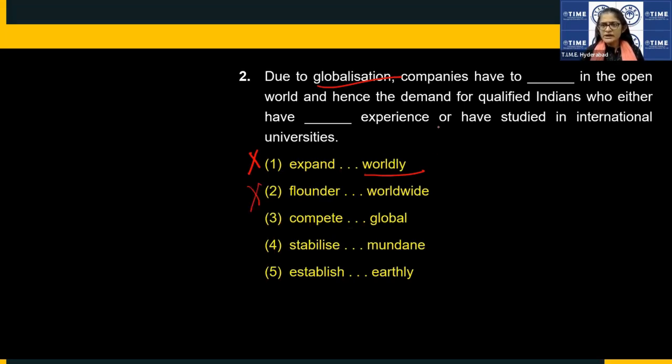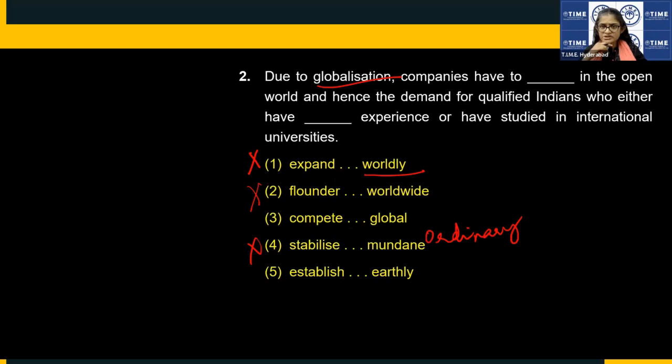Due to globalization, companies have to compete in the open world makes perfect sense. Globalization means international competition, and hence the demand for Indians who either have global experience or have studied in international universities. Makes perfect sense. Companies have to stabilize in the open world. Globalization does not create a situation where one has to stabilize. That doesn't make sense. And mundane experience, mundane is very ordinary. Why would we need people with very ordinary experience? Doesn't make sense. Mundane means commonplace, ordinary, boring even.